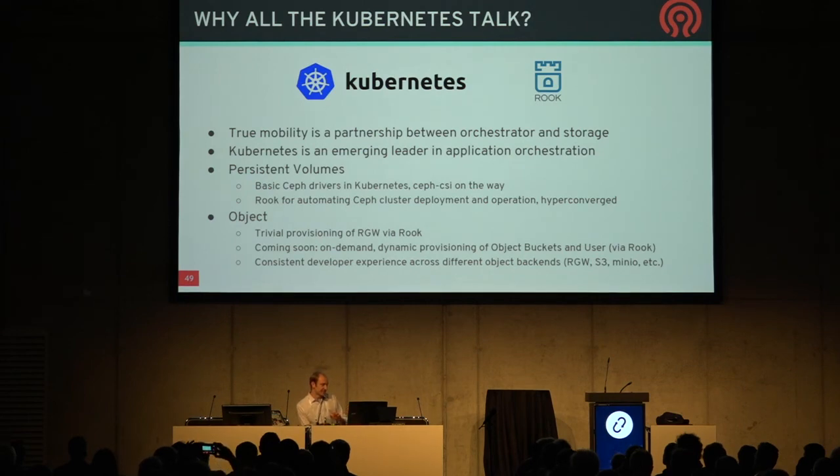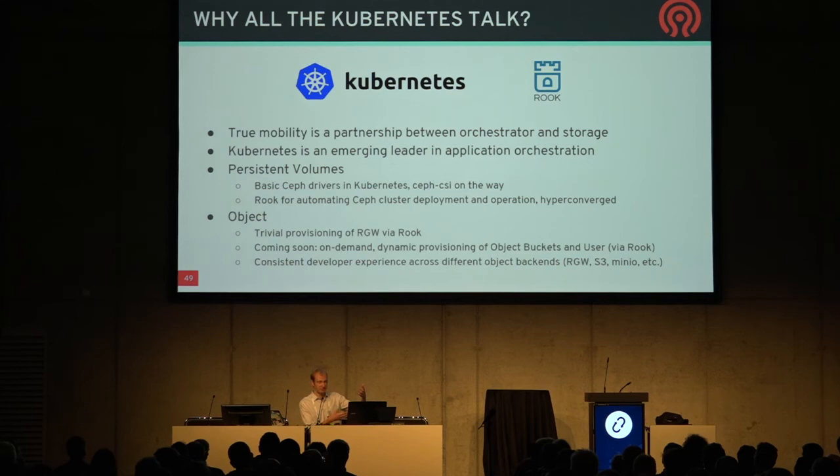So I'll finish by talking just a little bit about Kubernetes, because everybody likes to talk about Kubernetes. So why does everybody talk about Kubernetes? I think the key thing is that enabling true mobility of an application and data between sites is a partnership both between the tools that you use to orchestrate and deploy your applications and the storage system that's actually storing the data. The storage system can't solve those problems on its own, and if the orchestrator tries to solve this on its own, it's going to be slow and inefficient.